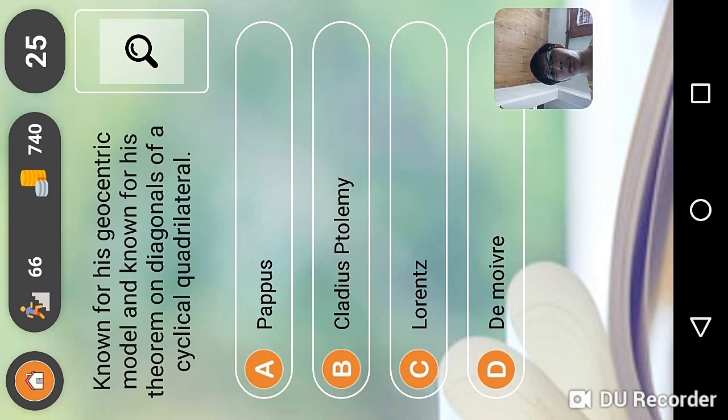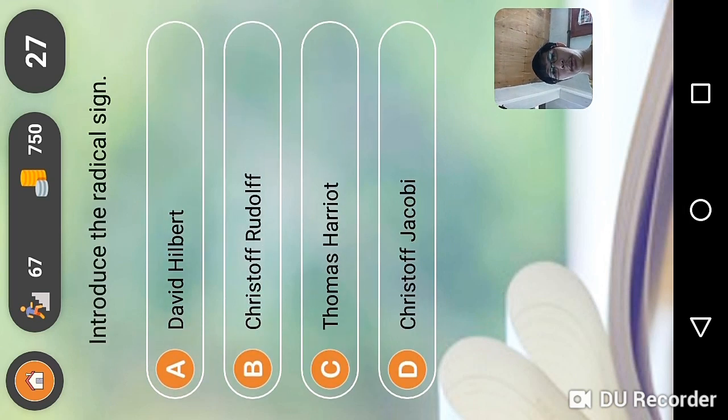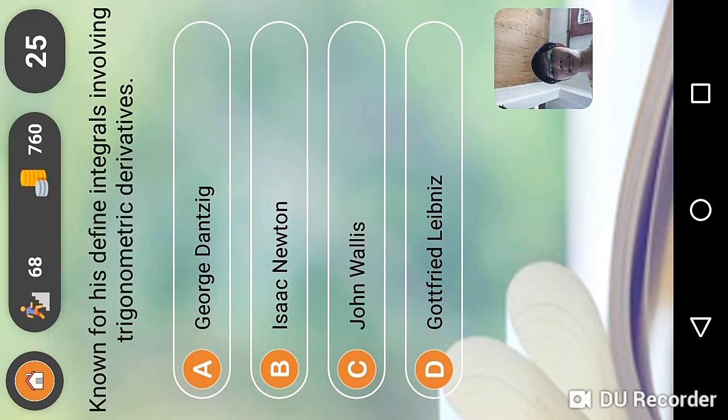Known for his geocentric model and known for his theorem on diagonals of a cyclic quadrilateral. Kay Claudius Ptolemy. Introduced the radical sign. Christoph Rudolff. Known for his definite integrals involving trigonometric derivatives. John Wallis.